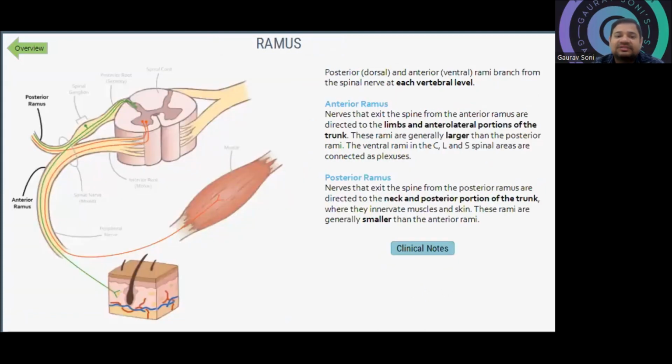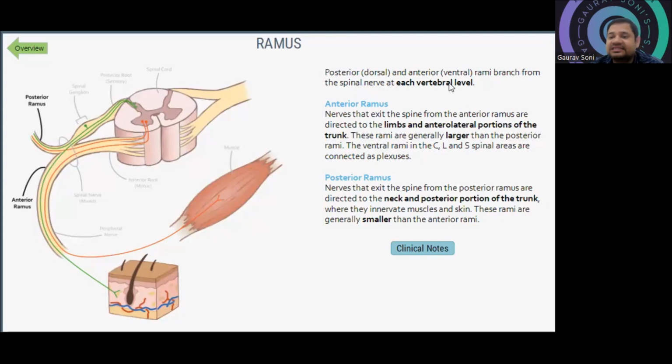Now coming to the ramus, you can see here there are two rami, the posterior ramus and the anterior ramus. The posterior and anterior rami branch from the spinal nerve at each vertebral level. Anterior rami exit the spine and are directed to the limbs and the anterolateral portion of the trunk. These rami are generally larger than the posterior ones. The ventral rami of the cervical, lumbar, and sacral spinal nerves are connected as plexuses. You might recall the cervical plexus and lumbar plexus.